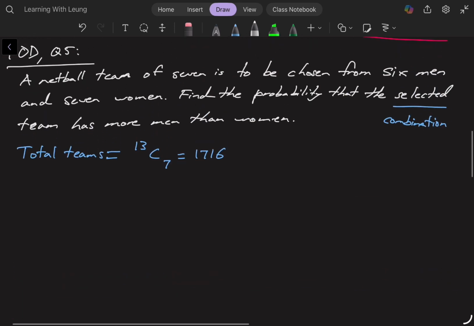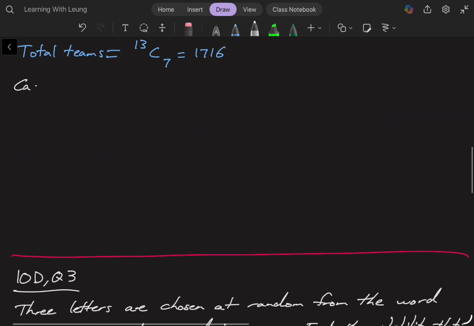Now we've got three cases to work with. There's three because we need more men than women, which means we go case 1, 4 men.